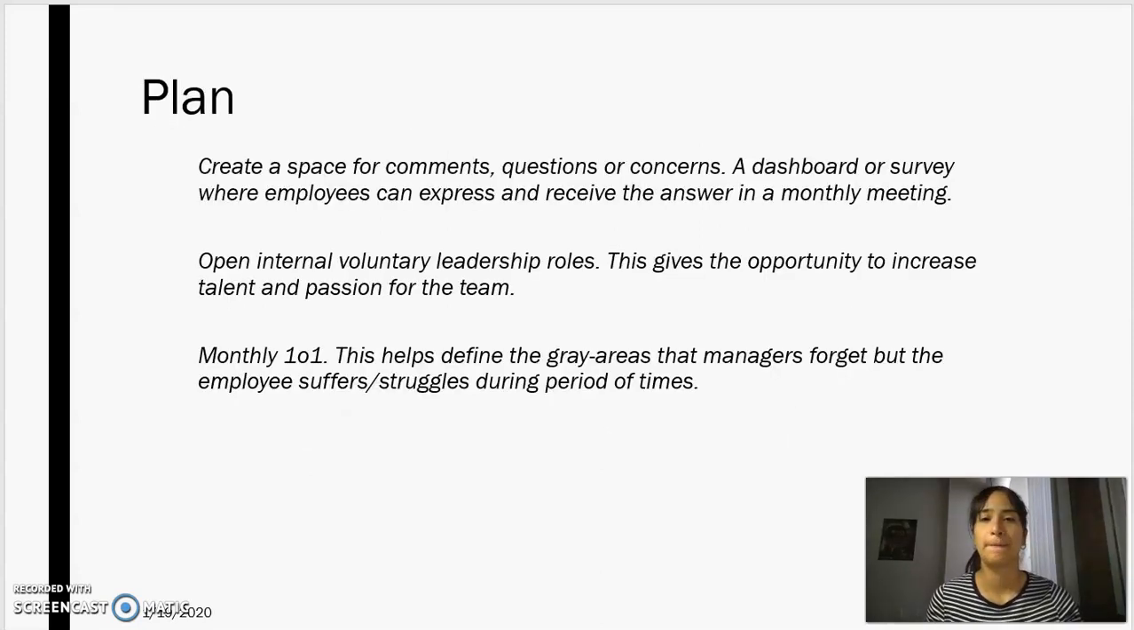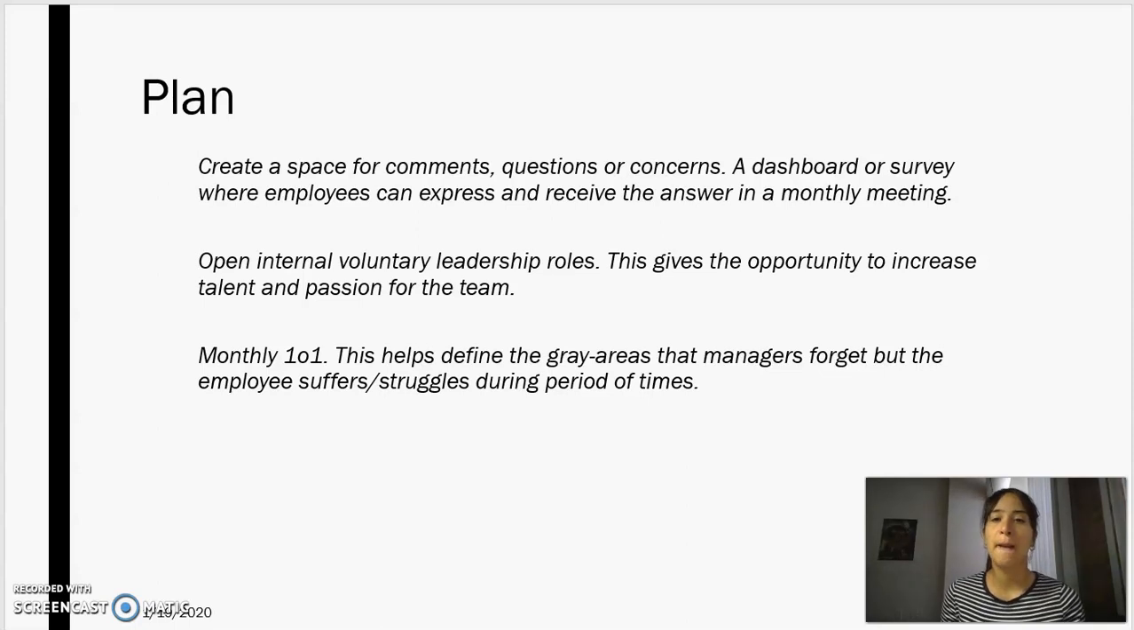As part of the plan, I created a space for comments, questions, and concerns. It's a dashboard inside the company where they can put up sticky notes, papers, emails, anything that they feel they need to let management and upper management know. This dashboard is also part of a survey where they can finally express their feelings. Everything that is posted is reviewed in a monthly meeting, questions are answered, comments are reviewed by management, and they give feedback on it.